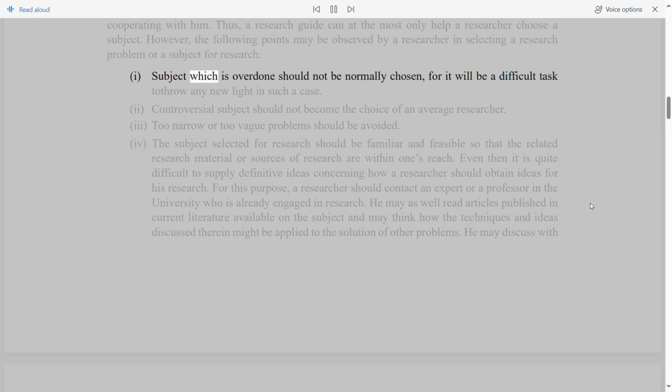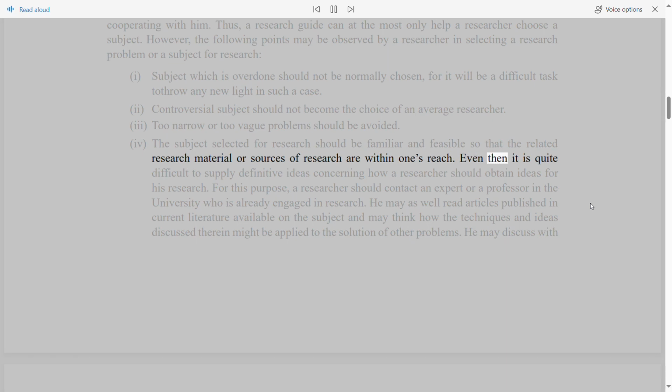1. Subject which is overdone should not be normally chosen, for it will be a difficult task to throw any new light in such a case. 2. Controversial subject should not become the choice of an average researcher. 3. Too narrow or too vague problems should be avoided. 4. The subject selected for research should be familiar and feasible so that the related research material or sources of research are within one's reach.